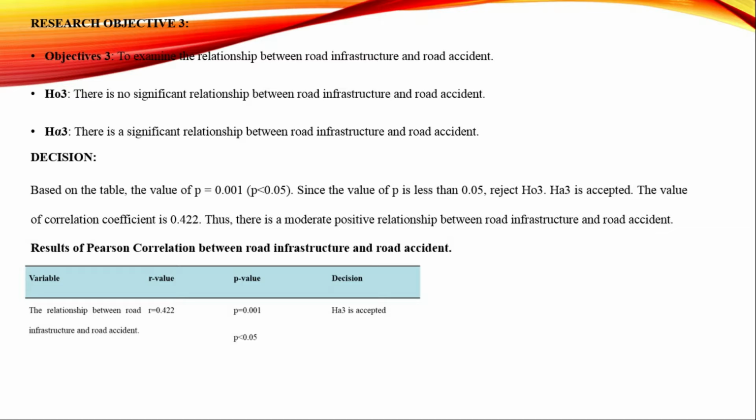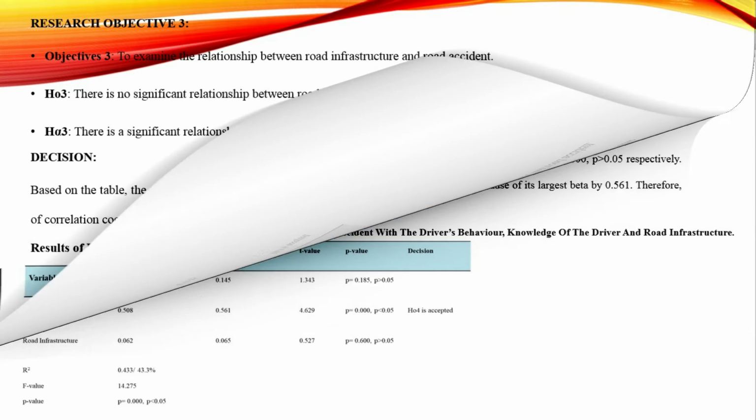For the decision, based on the table, the value of P equals 0.001, which is P less than 0.05. Since the value of P is less than 0.05, reject H null 3. H alternate 3 is accepted. The value of the correlation coefficient is 0.422. Thus, there is a moderate positive relationship between road infrastructure and road accident.